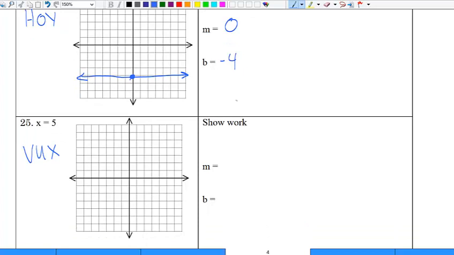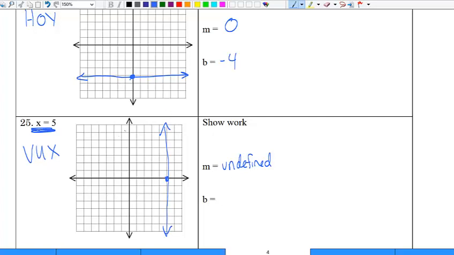Now this next one is a VUX special case because it only has an x value. VUX stands for vertical lines have undefined slopes. So right now I can come over here and put undefined for the slope. And the equations look like x equals some number. So because this is x equals a number, it's a VUX problem. So I can go to the x-axis, go to number 5, +5, and just go ahead and draw a vertical line, and that's getting me my answer.